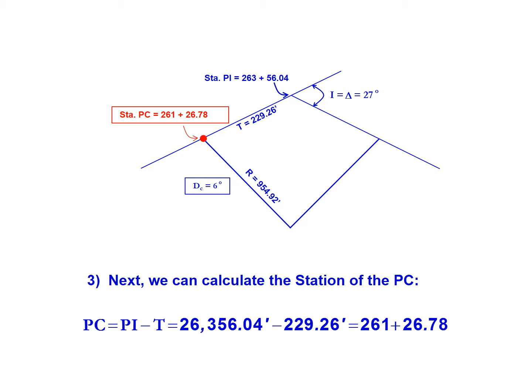Now with the PI that was given and the tangent that we calculated, we can find the station of the PC. PC equals the PI minus T. So station of the PI, 263 plus 56.04, or just in feet, that'd be 26,356.04 feet, minus the tangent length, 229.26 feet, gives us a PC station of 261 plus 26.78.